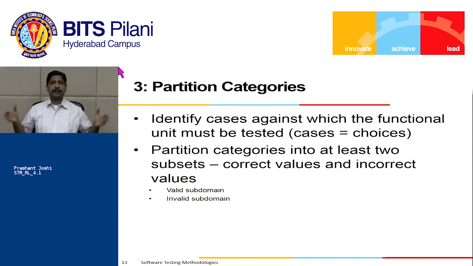Partitioning the categories is one of the pieces that we would do fundamentally in equivalence classes, valid and invalid subdomains. Okay, so valid, invalid subdomains, anything more that can be done in partitioning? It may be domain specific, but valid and invalid subdomains, correct values and incorrect values, those are the choices that we would like to make.